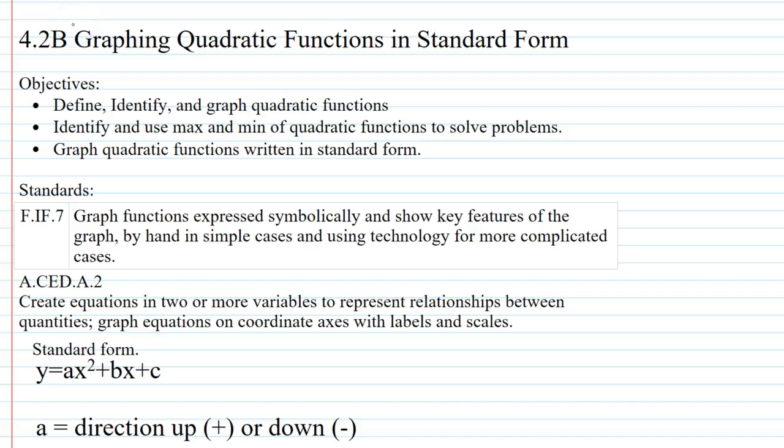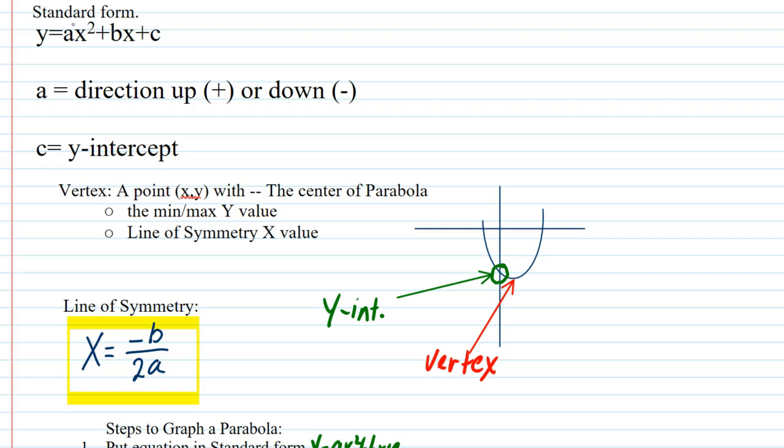Now we're going to cover graphing quadratic functions in standard form. Very quick review. Remember, standard form is ax squared plus bx plus c. The a value is the direction up or down that your graph is opening. The c is your y-intercept. The vertex is the lowest part of your graph.